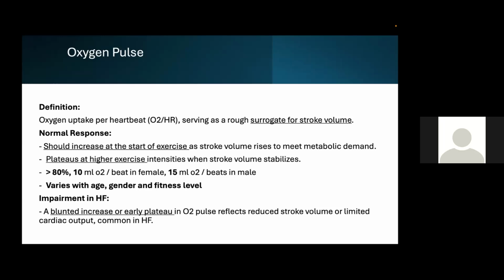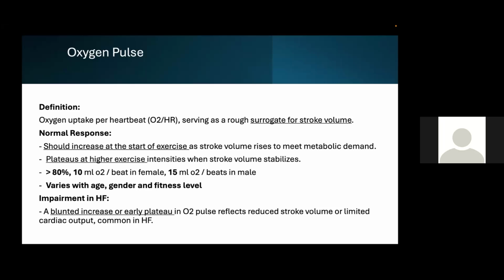Also, another important parameter in CPET is what we call the oxygen pulse, defined as oxygen uptake per heartbeat, and serving as a rough surrogate for stroke volume. Normally it should increase at the start of exercise as stroke volume rises to meet metabolic demand, and then plateau at higher exercise intensity when stroke volume stabilizes. Normally it should be more than 80%, and as we mentioned before, in females it should be more than 10, and in males more than 15.